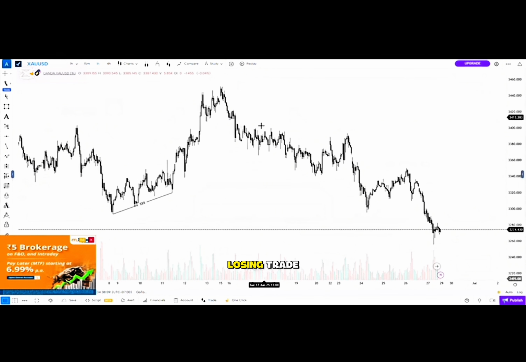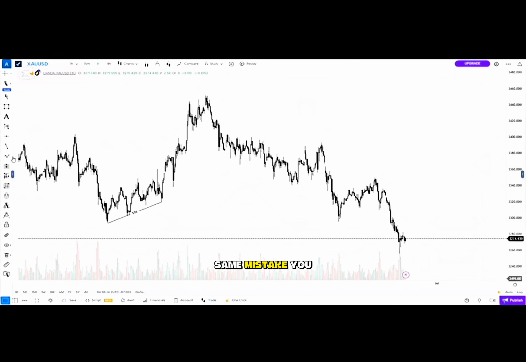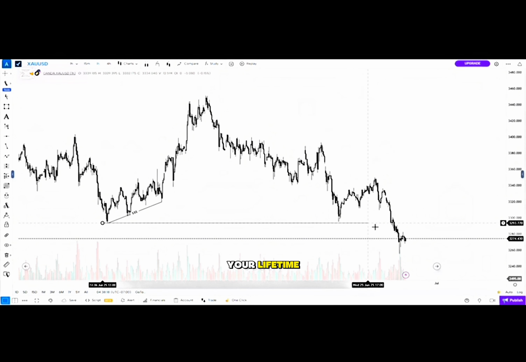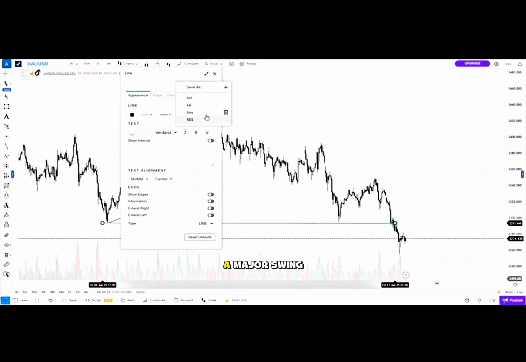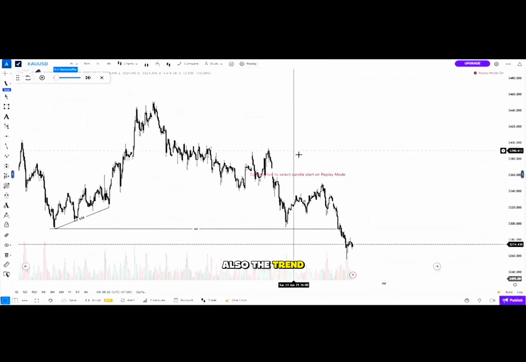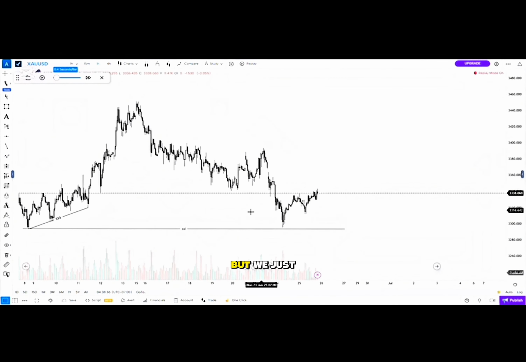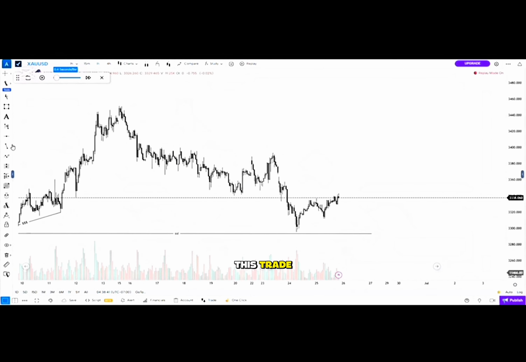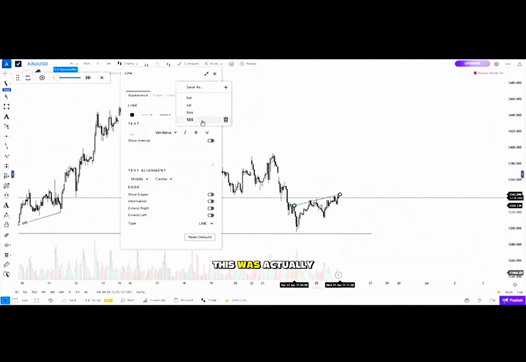So I'll tell you every losing trade so that you never make the same mistake in your lifetime. You can see there was a major swing low resting towards the downside. Also, the trendline liquidity was still remaining, but we just entered blindly into this trade, and we just booked our loss. So you can see this was not actually a buying trade, this was actually a selling trade.